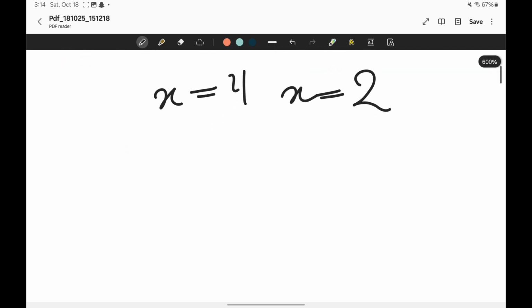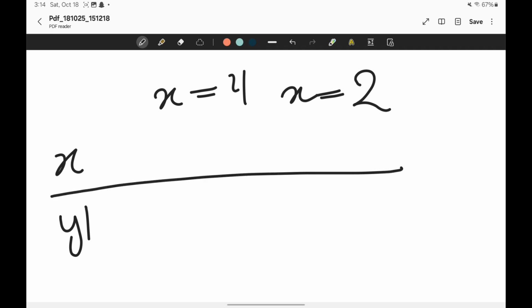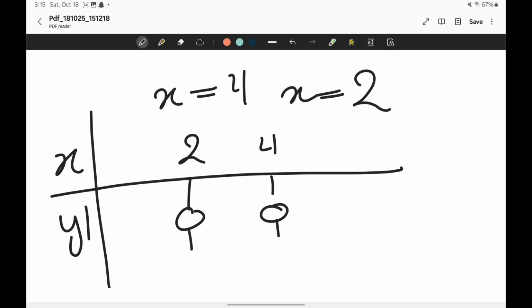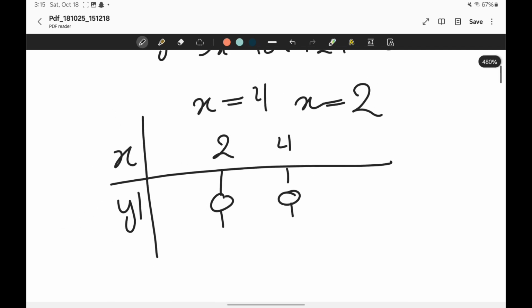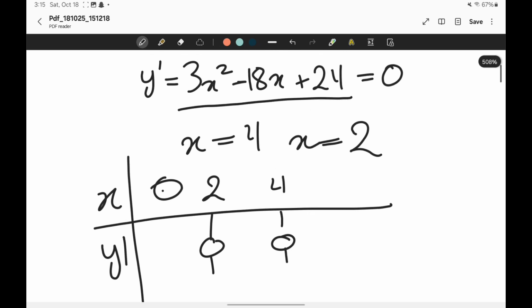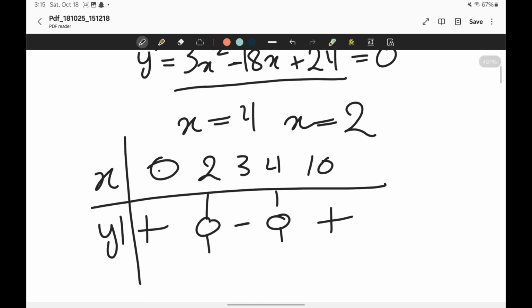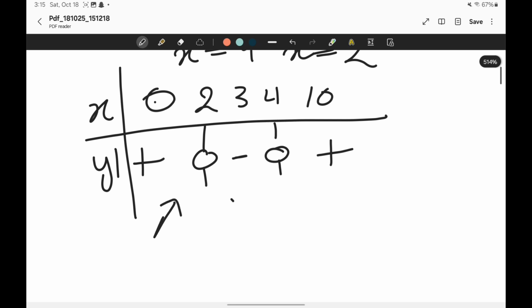Okay, so now we can make our table, the x, y prime, y table. And we put in our values, make sure they're in order, yeah? These come to 0, and now we can start testing. So we'll test a number here, so we could test 0, put it into our derivative, you get a positive number. Here if you test, for example, 3, you get a negative number. Here if you test 10, you get a positive number. So that means going up, then down, then up, yeah?